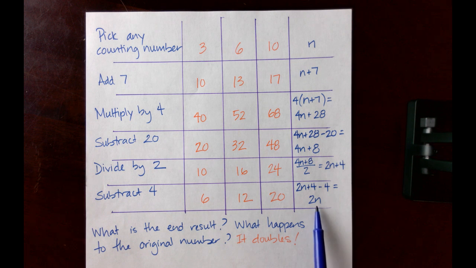So we have done a deductive proof of what happens to any counting number, and in fact any number that we select, and it verifies our inductive reasoning when we thought that our quantity should double from beginning to end.